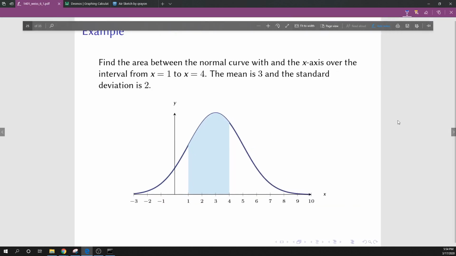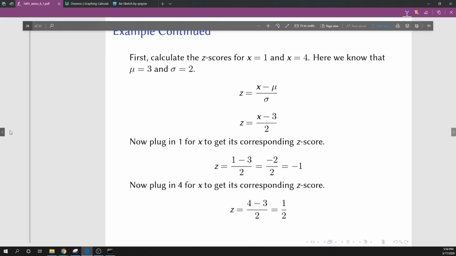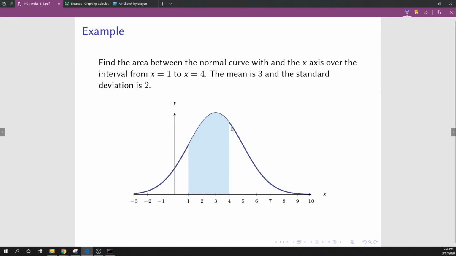Okay, now let's take a look at a specific example. Here we have a normal curve, and that normal curve has mean 3. You can see right there, it's centered at 3, and it has standard deviation 2. Let's say we want to find the area from 1 to 4. That would be the area of this little blue shaded region, and we don't have a nice neat geometric formula to figure out what that area is.